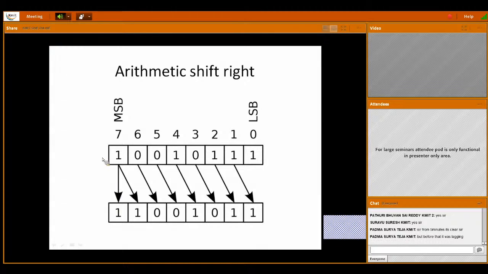That means if this is a negative number, the result is also a negative number. You are getting the same. If you have a positive number, you will get the same positive number. And one more thing is, arithmetic shift right will divide the number by 2. Assume that the corresponding binary value for this register data is 20. When you perform an arithmetic shift right, you will get 20 by 2. This value should be equivalent to 10. Arithmetic shift right will divide the number by 2.